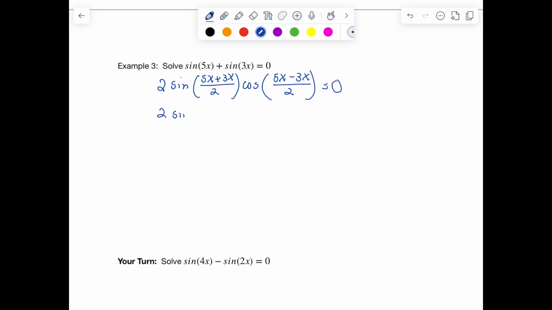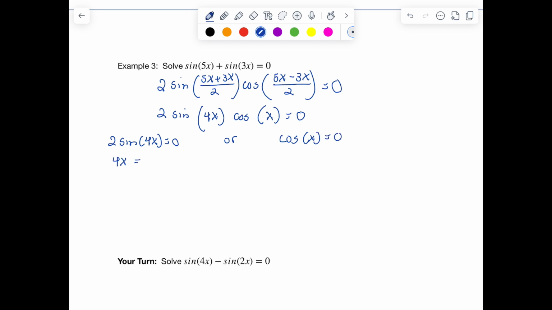Now let's simplify that down and get 2 sine of 8x divided by 2, which is 4x, times the cosine of 2x divided by 2, which is just x. Now that I have a product, I can use my zero product rule and set the first factor, 2 sine of 4x, equal to 0, and the second factor, cosine of x, equal to 0.